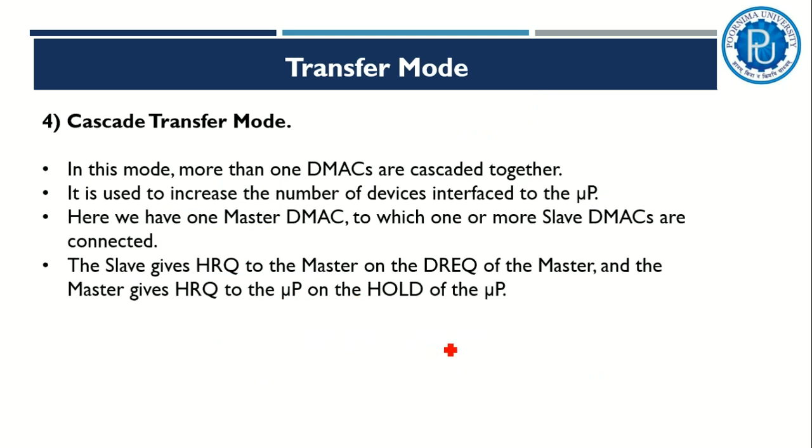Now, the last transfer mode is the cascade transfer mode. In this mode, more than one DMAC are cascaded together. Whenever we have more than one DMAC controller inside the computer system, more peripheral devices can be connected through these DMAC controllers to transfer data between the peripheral unit and the memory. So it is used to increase the number of devices interfaced to the microprocessor.